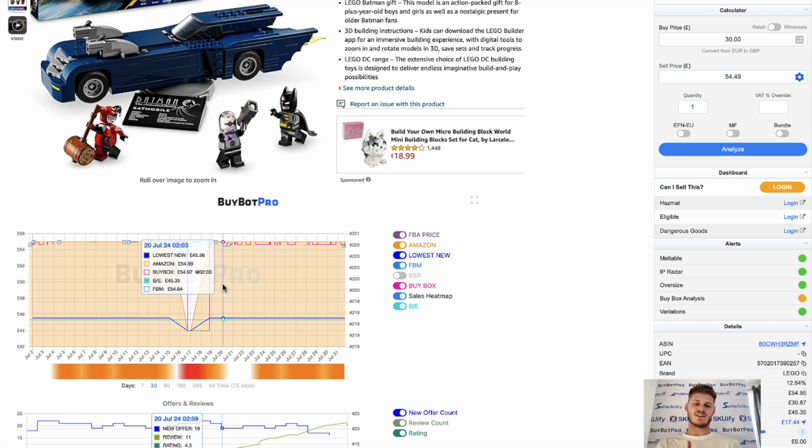I would definitely advise to keep that toggled on at all times. It is really, really useful for you to see and visualize amongst everything else. And yeah, hopefully that helps you.